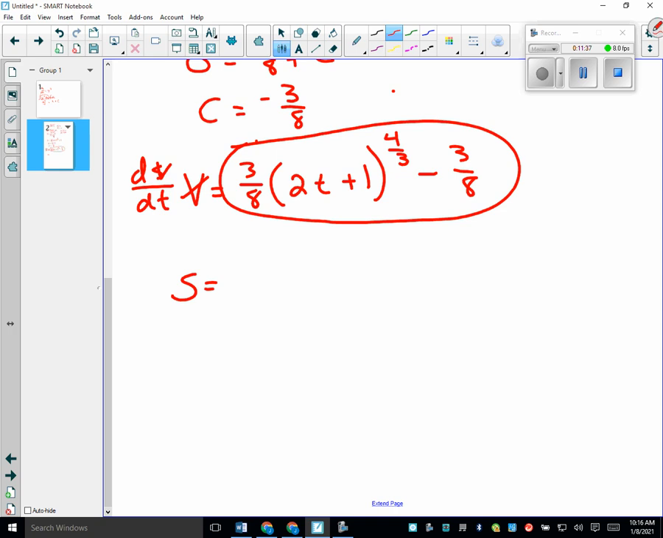What is the antiderivative of this? Once again, I need a u. u is 2t plus 1, du is 2dt, so I need a 1/2, right? 1/2 times 3/8. Would you agree with that? Now, isn't this u to the 7/3 over 7/3? Yes.